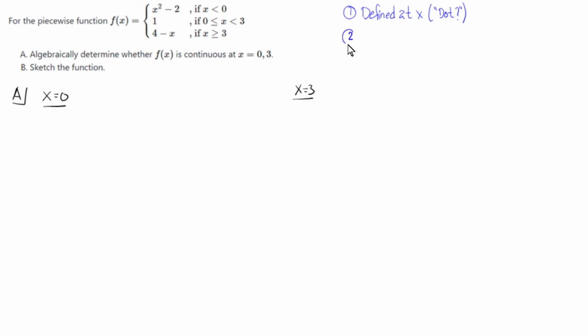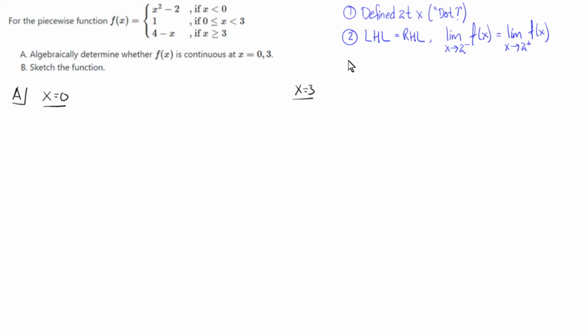The second criteria is that the left-hand limit has to equal the right-hand limit. Okay, so another way of expressing this would be that the limit as x is approaching a from the left of function f of x has to be the same as the limit as x is approaching a from the right of f of x.